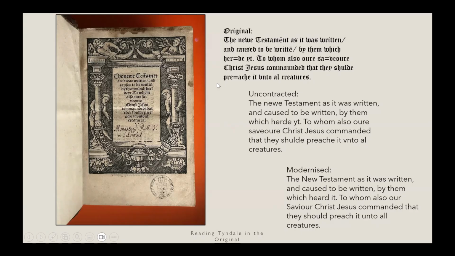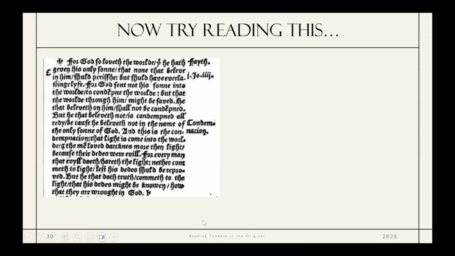So what I've done is I've transcribed it in original spelling. Then I've uncontracted it. So where you have a line over a letter, I've filled it out and put in modern punctuation. And then I've modernized it. And so what that says is, the New Testament, as it was written and caused to be written by them which heard it, to whom also our Saviour Christ Jesus commanded that they should preach it unto all creatures. And so with a little bit of work, you can read original Tyndale. I think that's amazing.